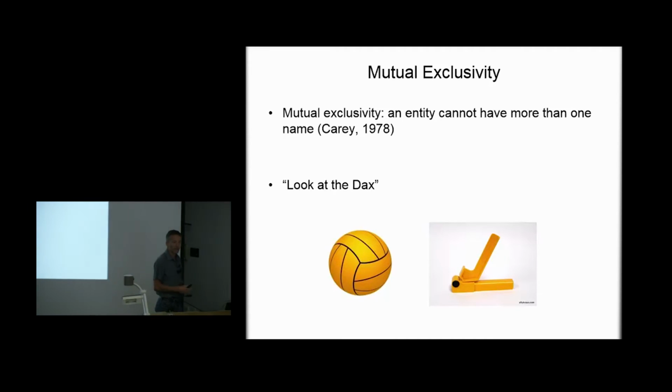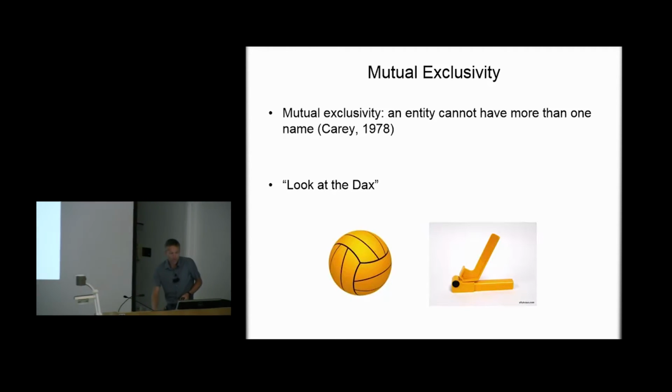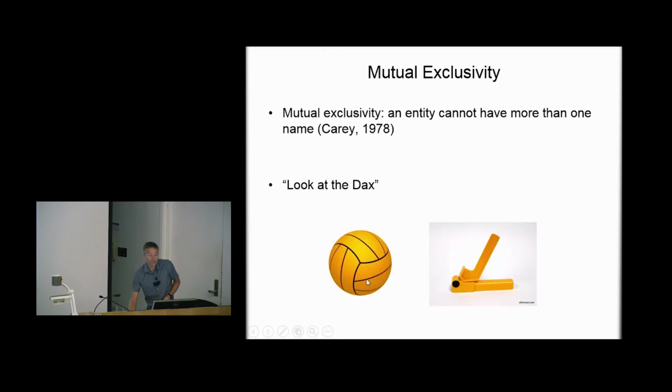The child will look at this new object for which it does not know the name. And it uses this mutual exclusivity sort of reasoning process. I know the name of this thing, that's a ball. I hear DAX, that's something different, so DAX must be referring to this new object.